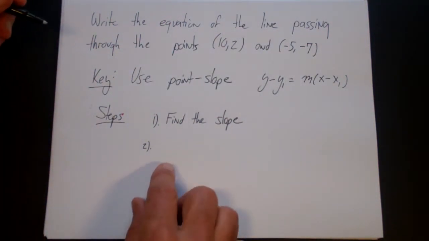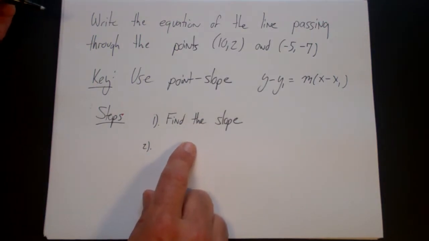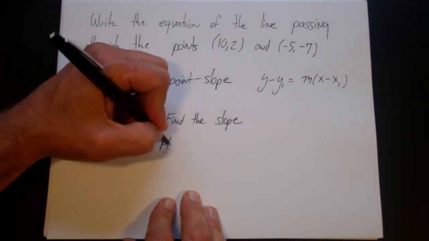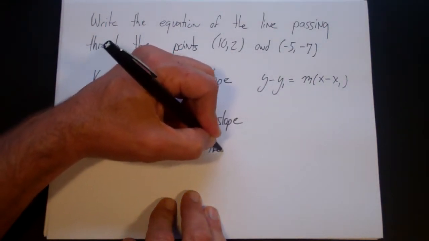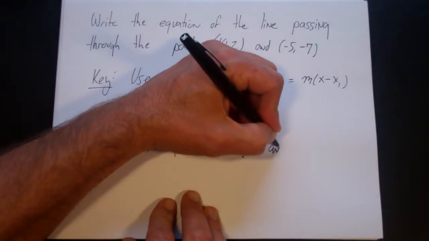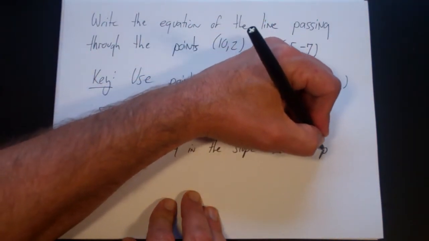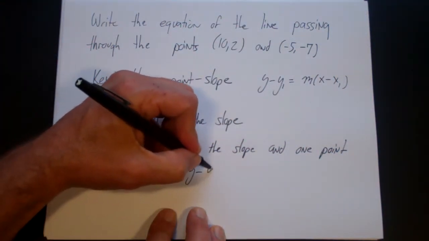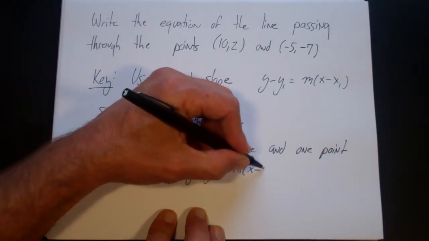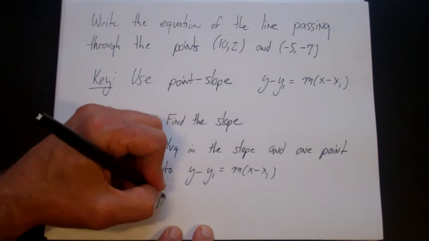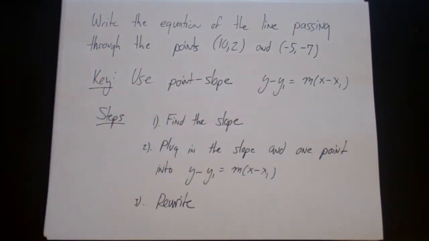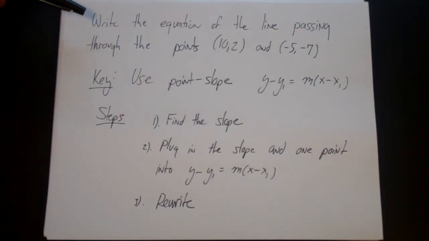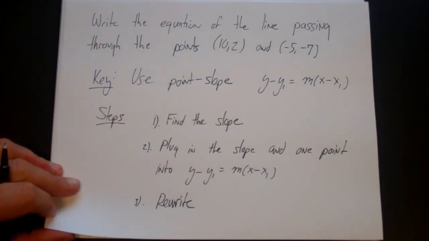Then the steps are: first, you need a point and a slope. You don't have the slope, so you find the slope. The second step is to plug the slope and 1 point into the point slope formula. And the third step is you just rewrite it however you wish. I wasn't told how to rewrite it here. Sometimes the question will state to write it in this form or that form. It's usually either standard form or slope-intercept form.